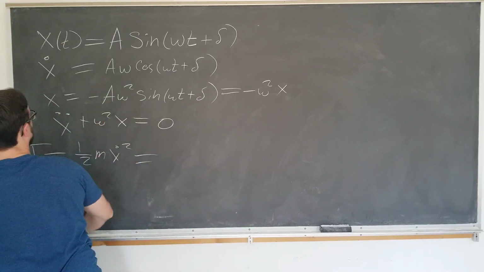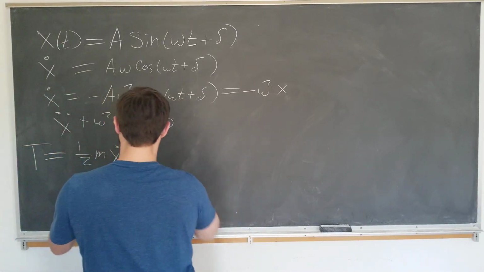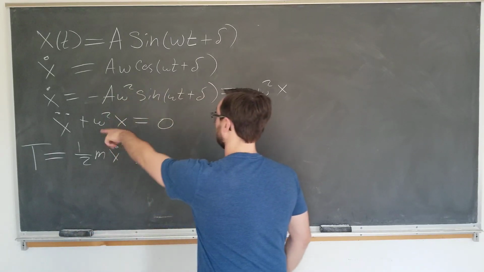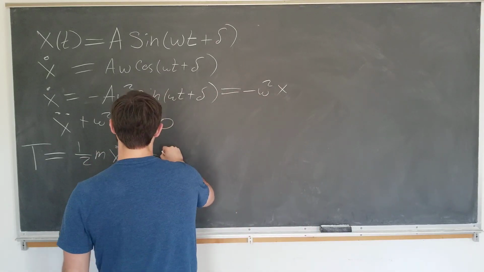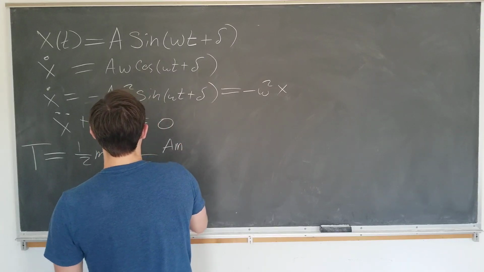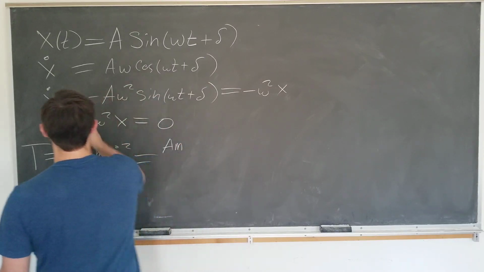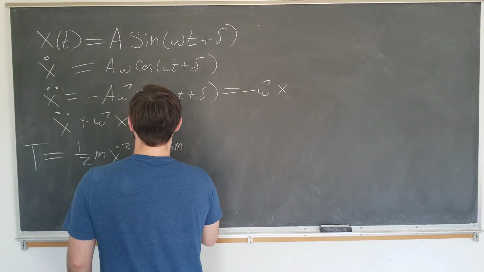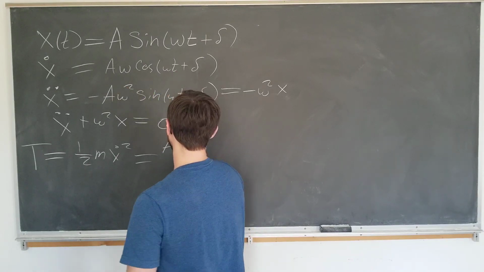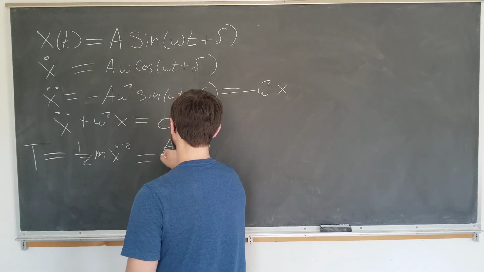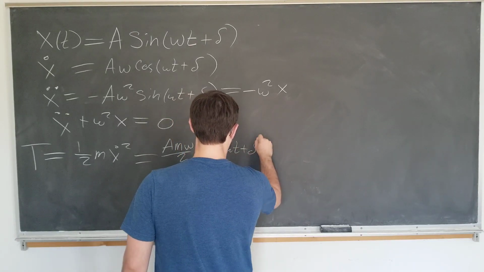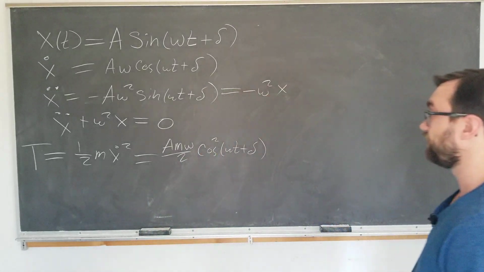Wrote too many dots too early, didn't I? Yeah, 1/2 m x dot squared. So if we square x dot, it gets rid of the minus sign. So we have a m, sorry, that dot's supposed to be there. I do apologize. So we have a m omega over 2 cosine squared omega t plus delta. And that should be right, isn't it?